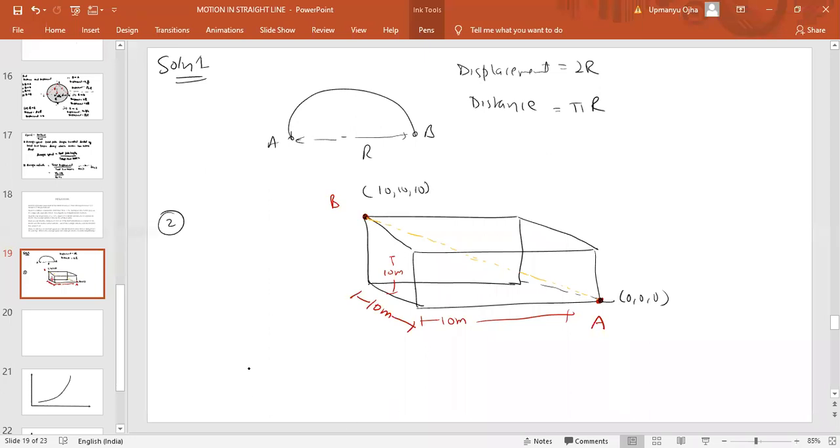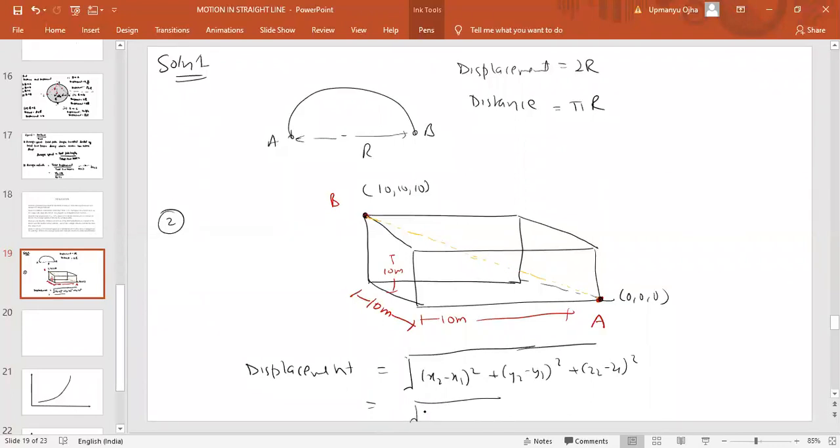So in mathematics we can find displacement is equal to square root of x2 minus x1 whole square plus y2 minus y1 whole square plus z2 minus z1 whole square. So 1 is origin and B is the point here. That would be equal to 10 minus 0 whole square, 10 square plus 10 square plus 10 square. So the answer would come as 10 root 3 meter.